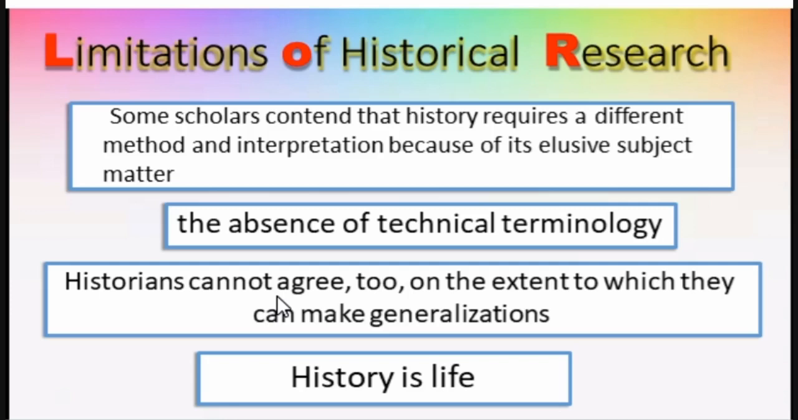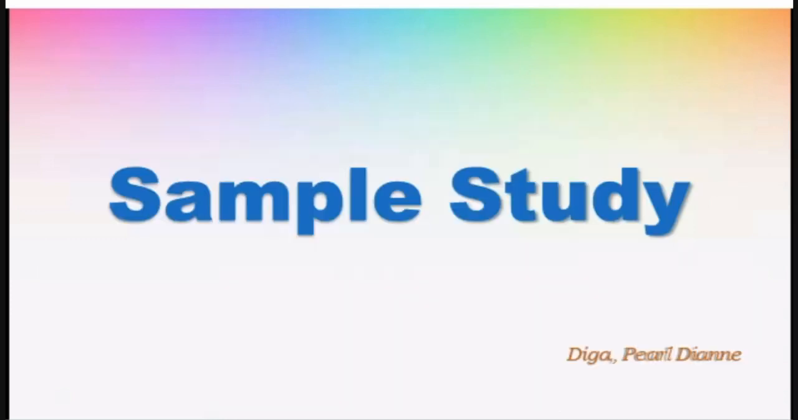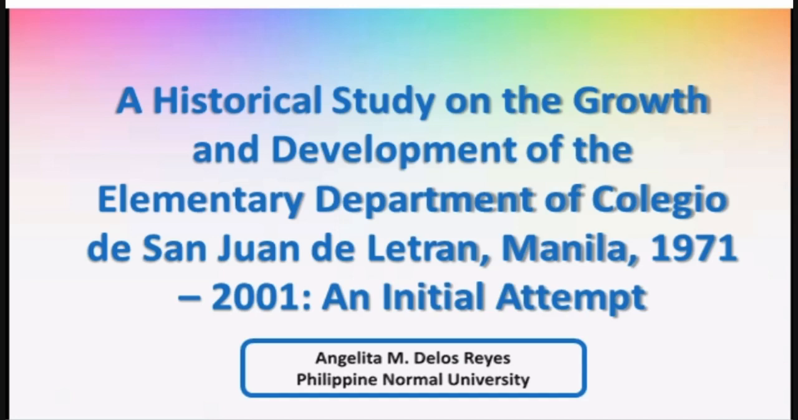The absence of technical terminology is also true. In history, you cannot go for technical terminologies. Whatever they used in the past, you have to use as it is. You cannot use your own terminologies on the basis of technicality. Historians also cannot agree on the extent to which they can make generalizations. On certain aspects, you cannot generalize the findings. Even the historians cannot agree. History is life.